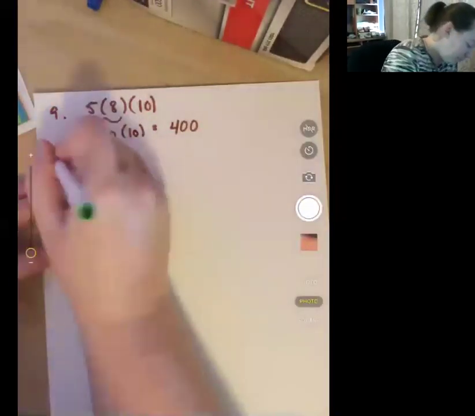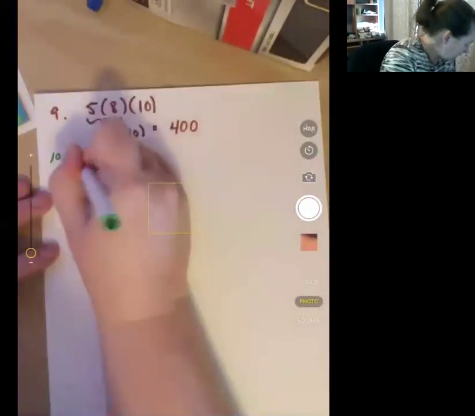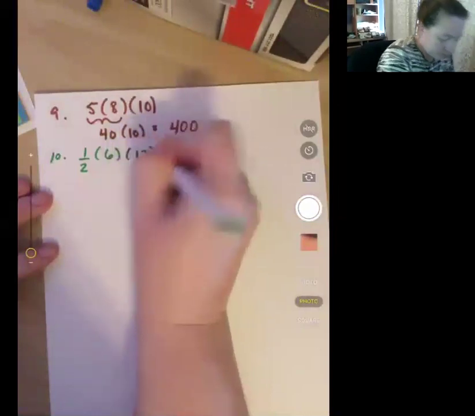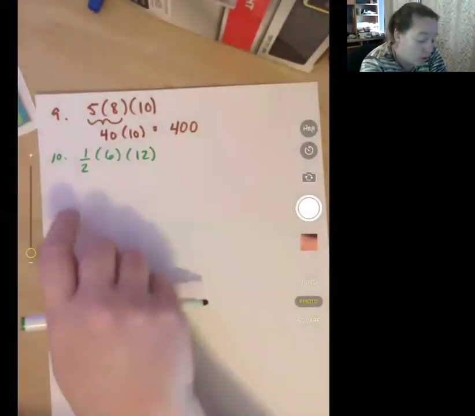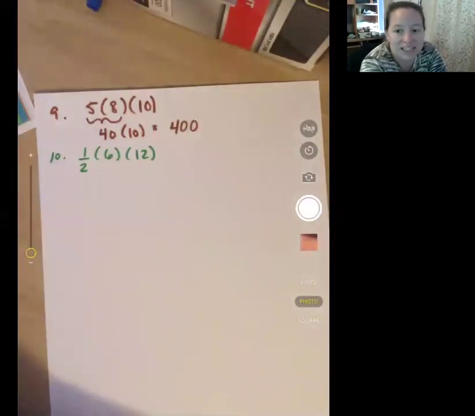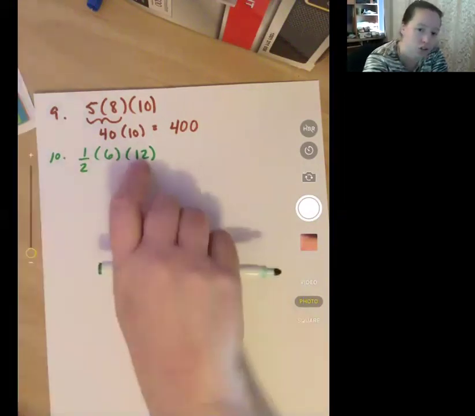Number 10. 1/2 times 6 times 12. Okay, so again, you have a couple of choices for how you want to do this. I can see 2 right off the top of my head. Since we are multiplying by 1/2, it's actually saying let's divide by 2. So you're asking the question, well, what do I want to divide by 2? You know what I really want to divide by 2? That 12. Because I'm not so good at my 12 facts. So I'm going to divide that 12 by the 2.